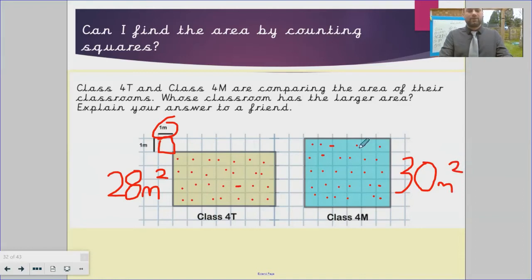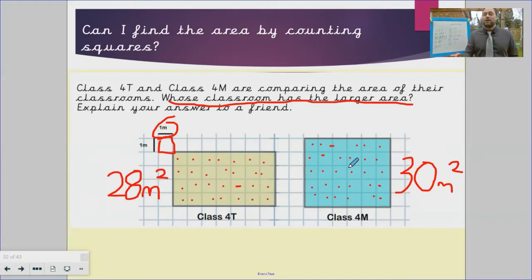So when we come to looking at our question now, we need to answer this part. Whose classroom has the larger area? Class 4M has the larger area. And if you were to explain that to someone, you would say, because each square represents 1 meter squared, there are 28 of these squares in class 4T, giving them a total of 28 meters squared. But in class 4M, they have 30 of these squares, therefore it's 30 meters squared.